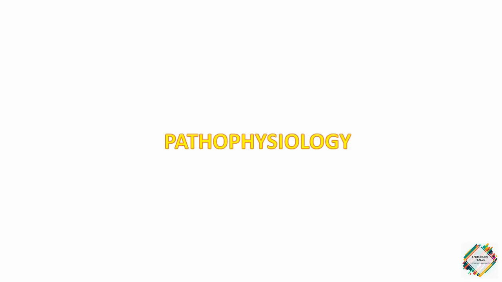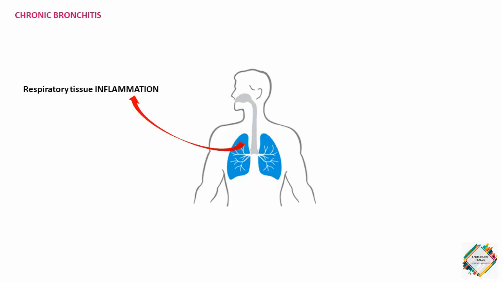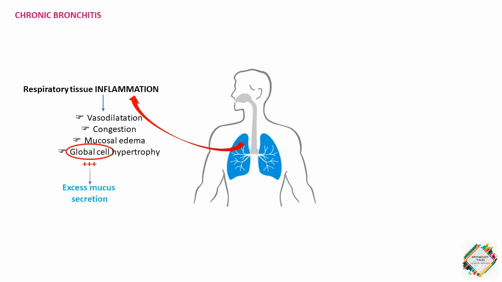Next, we are moving on to the pathophysiology of chronic bronchitis and emphysema, the two main features of COPD. So what usually happens in chronic bronchitis? Respiratory tissue inflammation occurs. As a result, it leads to vasodilation, congestion, mucosal edema, and goblet cell hypertrophy. What is the goblet cell? It is mainly responsible for secreting mucus to protect the mucous membrane. All of these events trigger the goblet cells to produce excessive amounts of mucus.